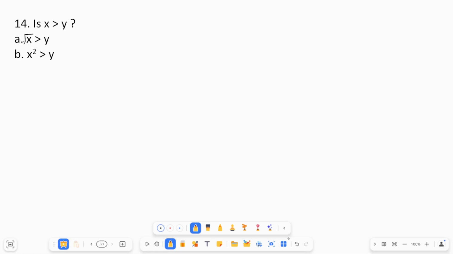Let's see one more example. Is x greater than y? First statement says that square root of x is greater than y, and second statement says that x square is greater than y. These are the options here: A, B, D, C, E.